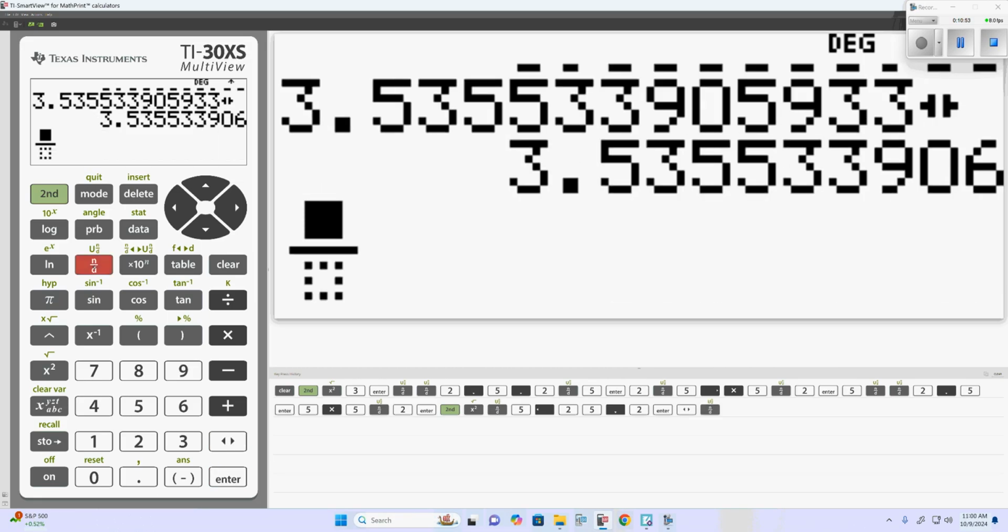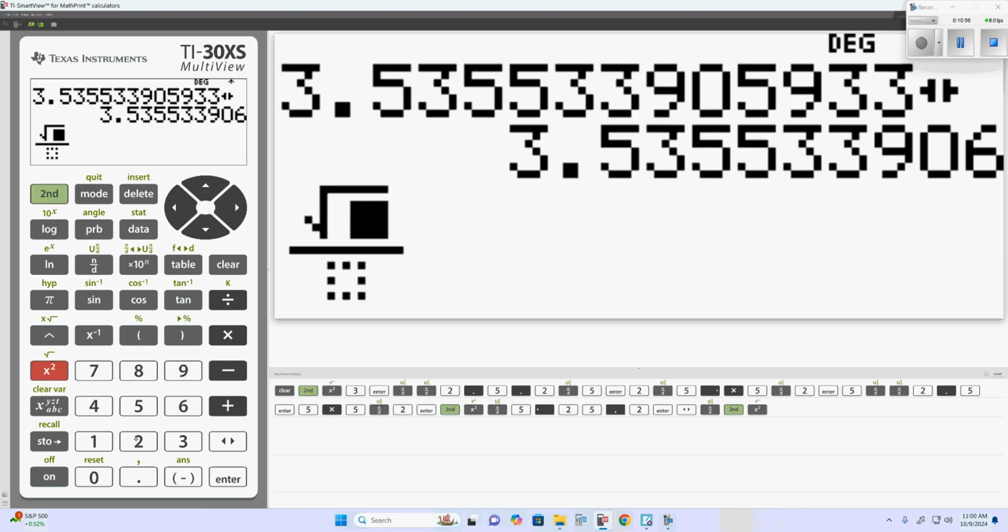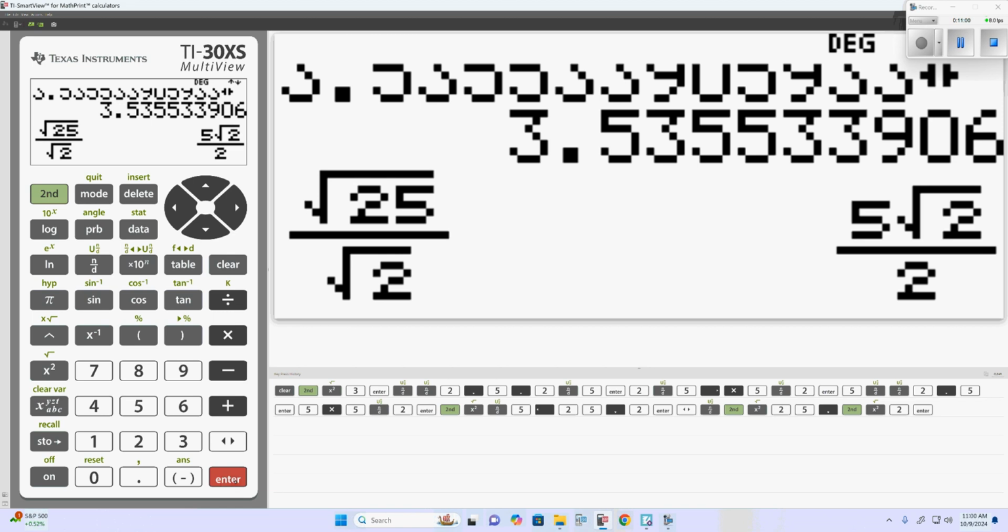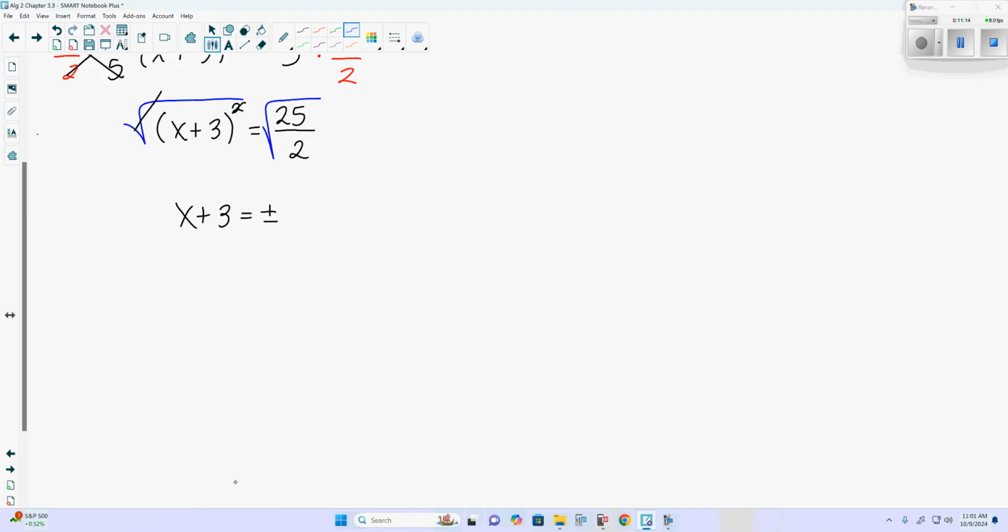Now, if you remember back to Algebra 1, we can reduce it, but to reduce it and leave it in radical form, we had to split it up. We had to take the square root of the top over the square root of the bottom. And the square root of 25 halves, or the square root of 25 over the square root of 2, comes out to be 5 square root of 2 over 2. Questions on how we got to this point here?